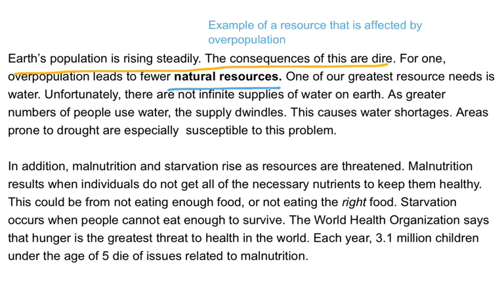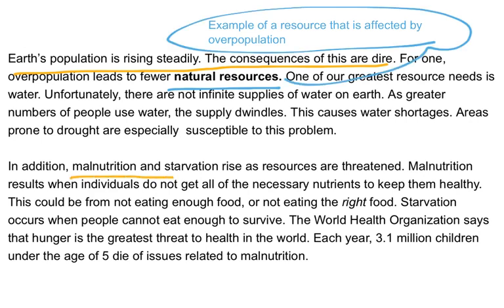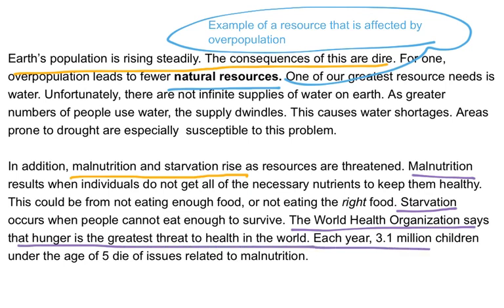She argues that overpopulation caused malnutrition and starvation to rise. Throughout the paragraph, she first defines different terms related to hunger, like malnutrition and starvation. Then, she says, "The World Health Organization says that hunger is the greatest threat to health in the world. Each year, 3.1 million children under the age of 5 die of issues related to malnutrition."